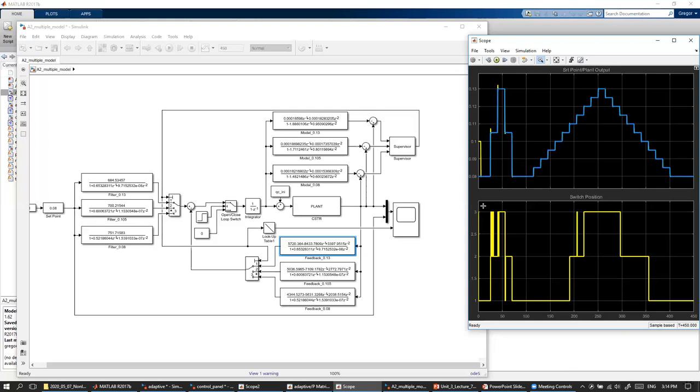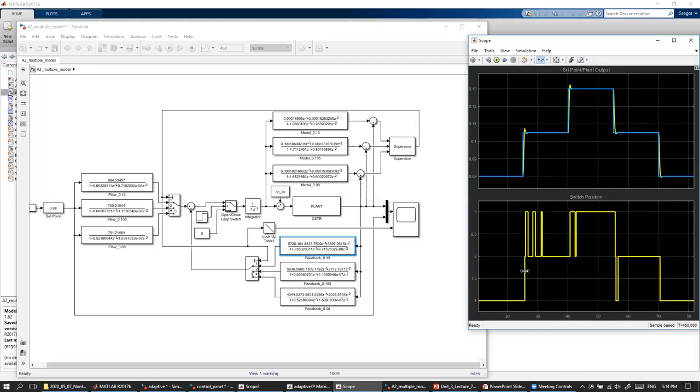It switches very often at the beginning. It switches very often at the beginning here, right? Yes, it does. Now, so what? Is this a problem or is it not a problem? I would say it's not ideal. It's not ideal. That's true.